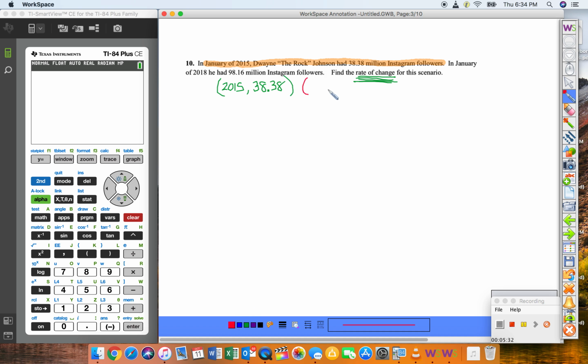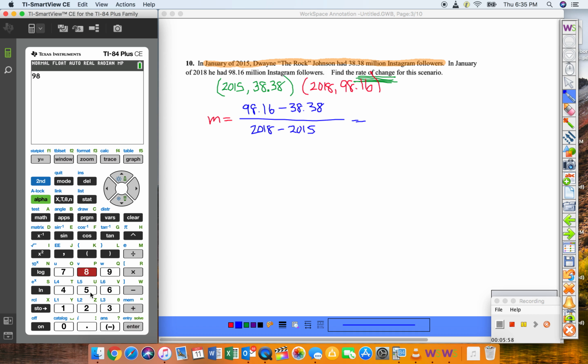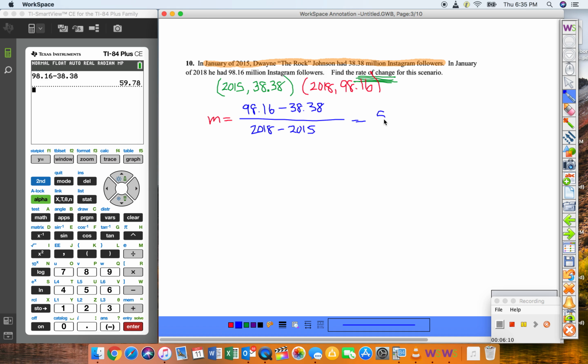And then the other ordered pair would be 2018. He had 98.16 million Instagram followers. And to find the rate of change of that, we totally find the slope. So the slope will be y2, 98.16 minus 38.38 over 2018 minus 2015. And we do a little punching in, 98.16 minus 38.38, and that's 59.78, and that's over a 3-year period.